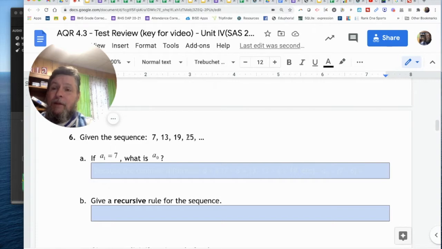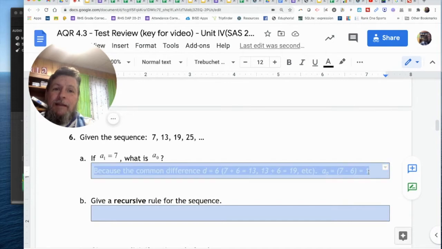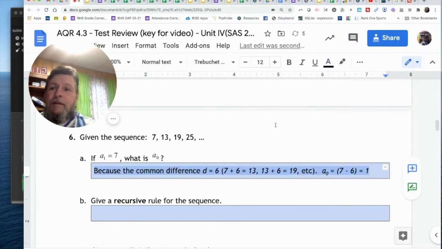So we're talking about a sequence that changes using a common difference. So this is a linear recursion routine. The recursion routine is pretty simple, and we'll talk about that in part B. But if it changes by 6 every time, if we're going back 1, we have to subtract 6. So because the common difference is 6, a0 is 7 minus 6, or 1. And that is the answer for question A.